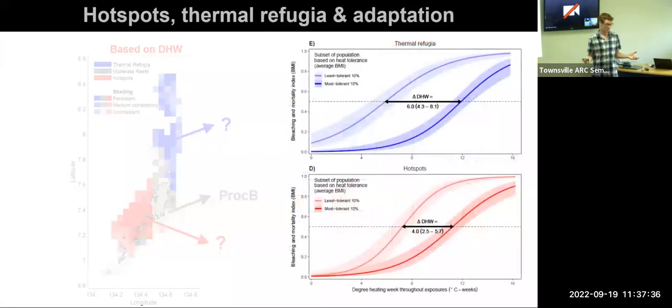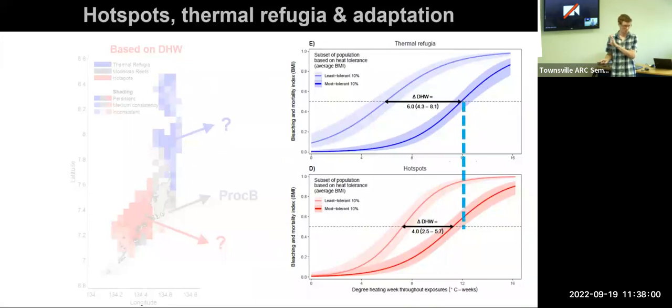Looking at variability across the region, this is the same kind of graph that you've seen before, which is comparing the 10% toughest versus the 10% weakest groups and fitting these curves for each. You see there's much more variability up in the north in the thermal refugia than in the hotspot within this species.